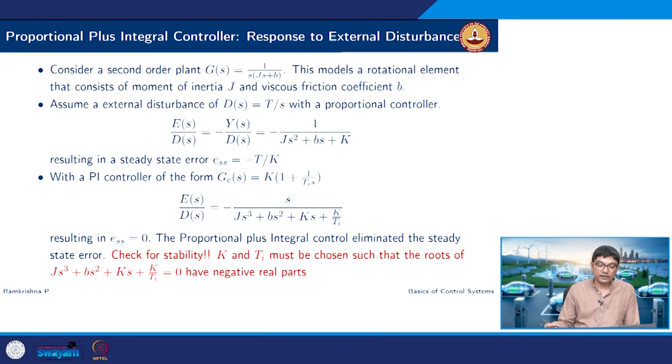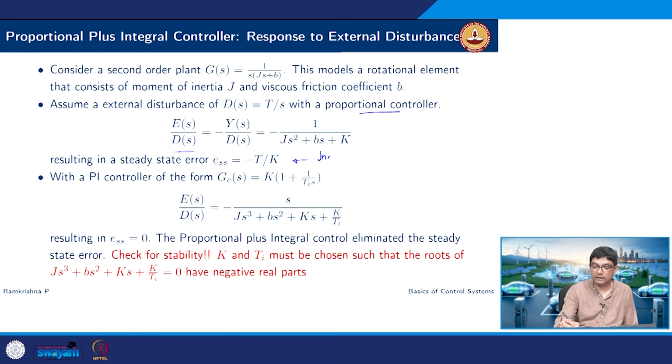Okay, so if I look at a second order plant, this is a rotational element of moment of inertia J and a viscous friction B. The error component with respect to disturbance takes this form, resulting in a steady state error of minus T over K. This is just with a proportional controller. So the steady state error with a proportional control is minus T over K.